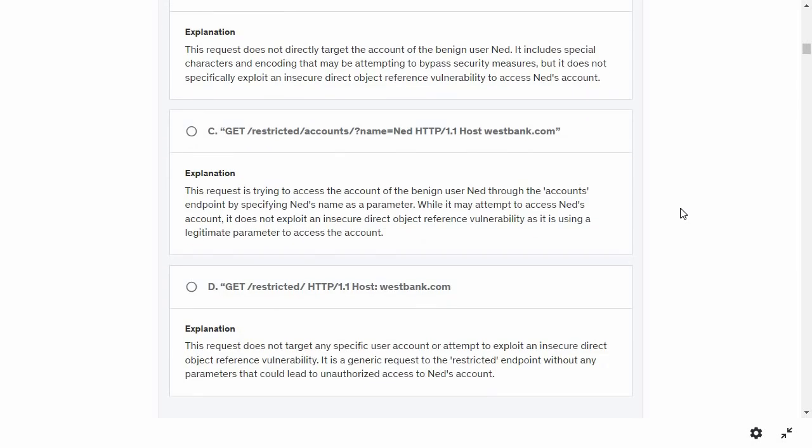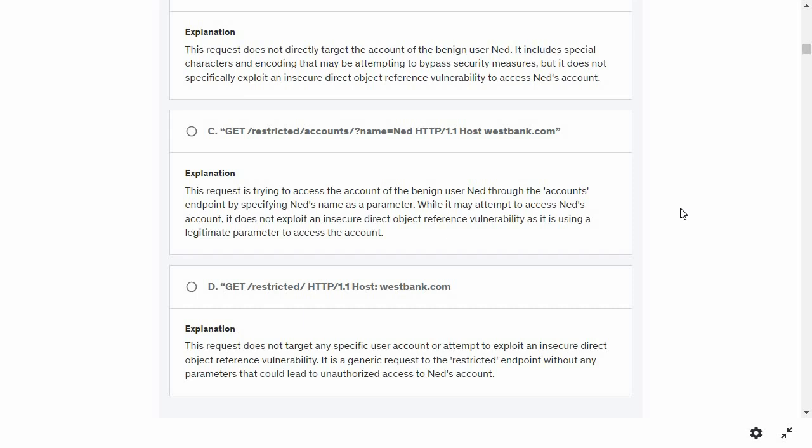Answer number 3, explanation. This request is trying to access the account of benign user Ned through the account endpoint by specifying Ned's name as a parameter. While it may attempt to access Ned's account, it does not exploit an insecure direct object reference vulnerability, as it is using a legitimate parameter to access the account. So this is not the correct answer for this scenario.